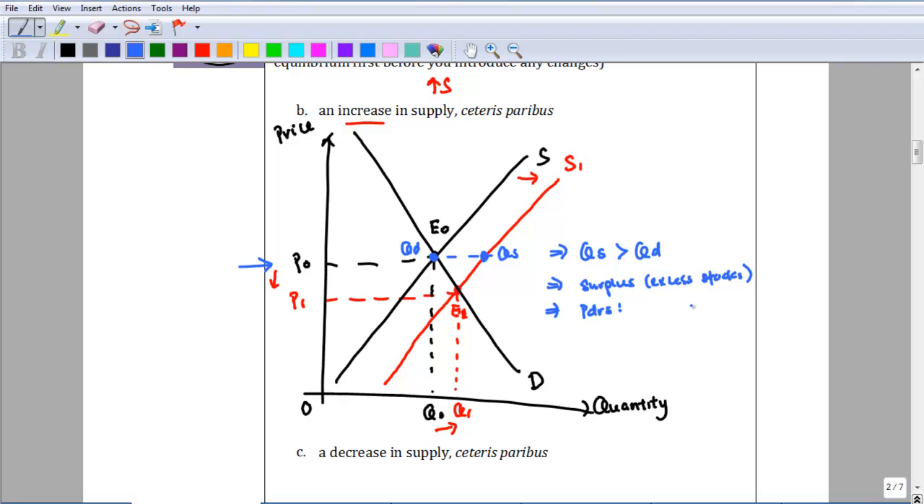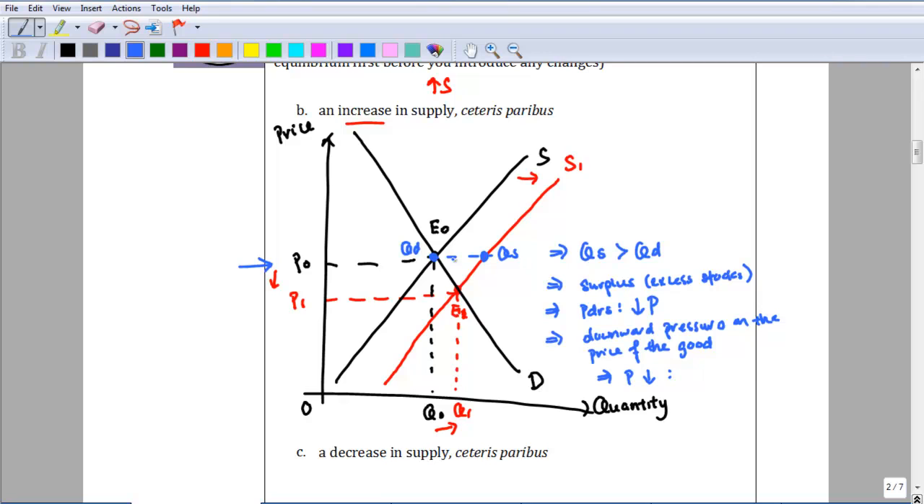Now, how do the producers react? In this case, they will want to get rid of the excess stocks. And how do they get rid of the excess stocks? Yes, they will reduce the price of the good. So when they reduce the price of the good, it will cause a downward pressure on the price. Okay, so your price will start to fall.